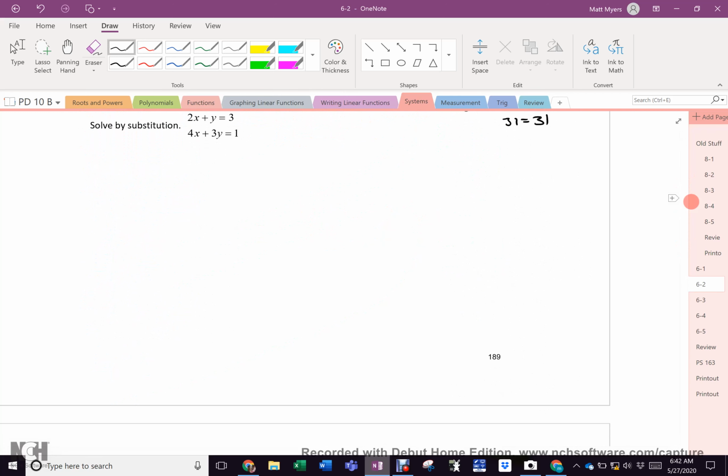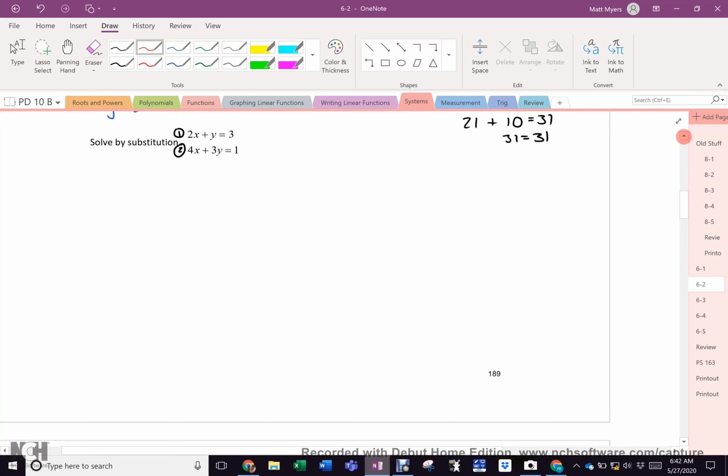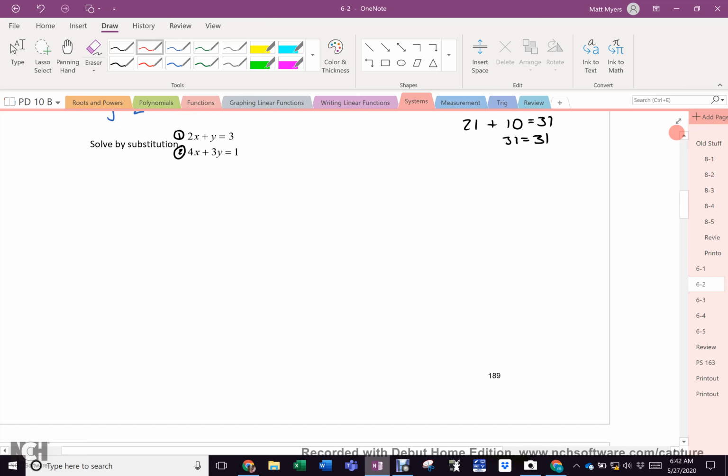So here we are. We're going to follow all our same rules. We've got equation 1 and equation 2. The first thing we did was in red: we chose our equation. I'm going to pause for a moment and let you try to decide which equation you're going to use.